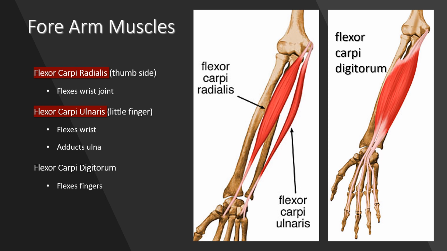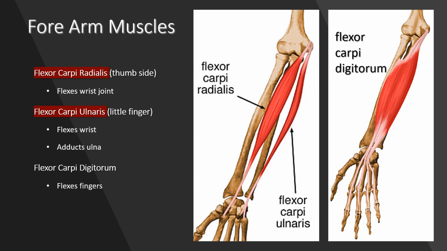It's coming from the medial epicondyle of the humerus, that lumpy bit that we can feel at the elbow, and it's coming across and heading down towards the thumb side of the wrist. So that's your flexor carpi radialis.